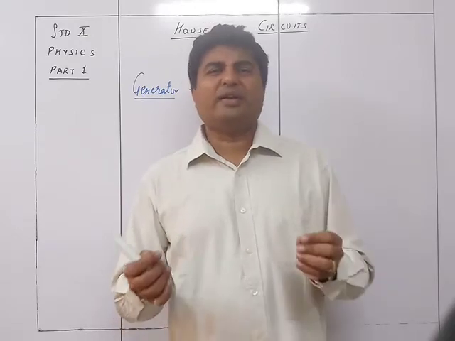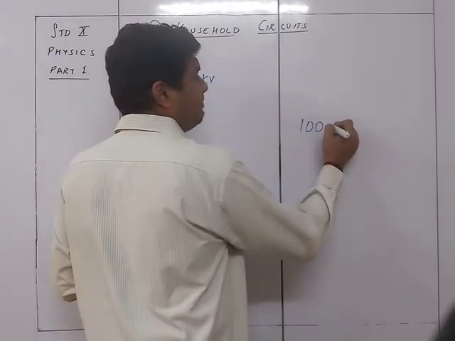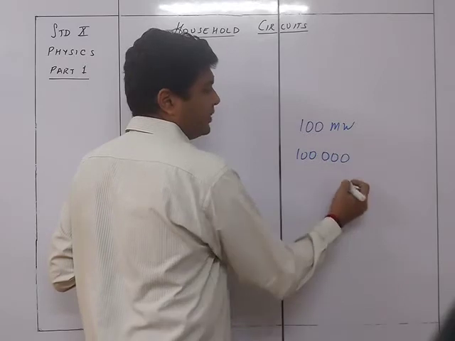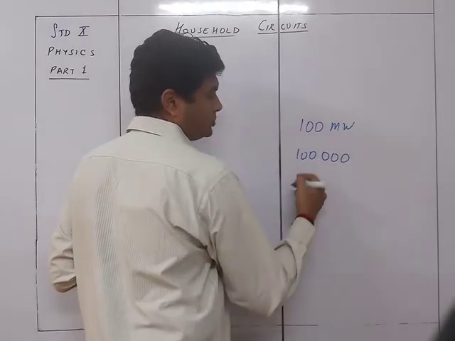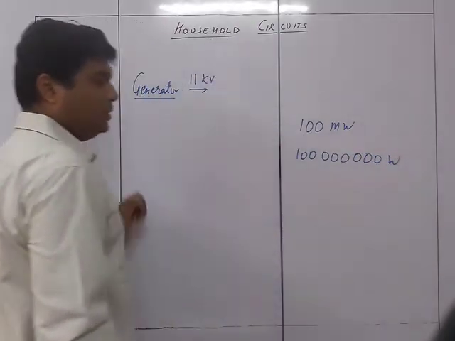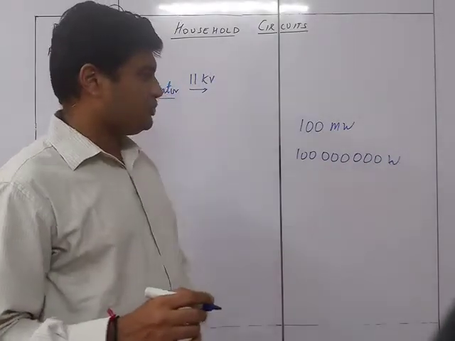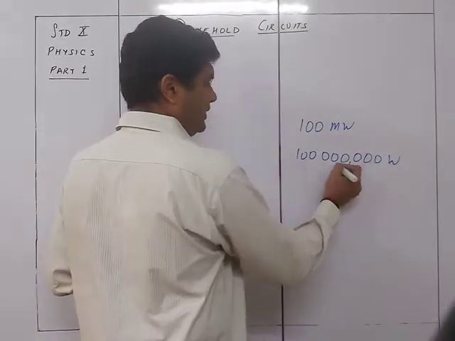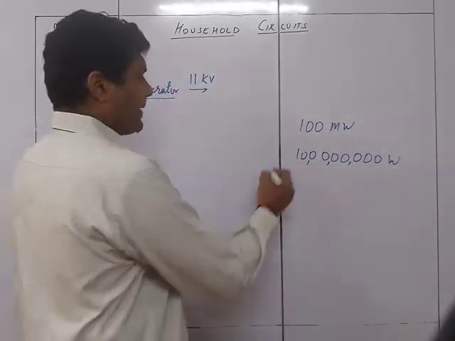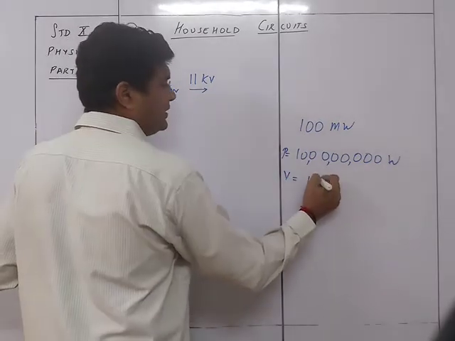So even if I take a very small unit, let's say just 100 megawatts. What is 100 megawatt? It is 100 into mega, which is kilo into kilo, watts. So 100 megawatt power means this much. If we see it, it will be like 10 crore watts. So this is the power, and the voltage we are having is 11,000 volts, 11 kV.